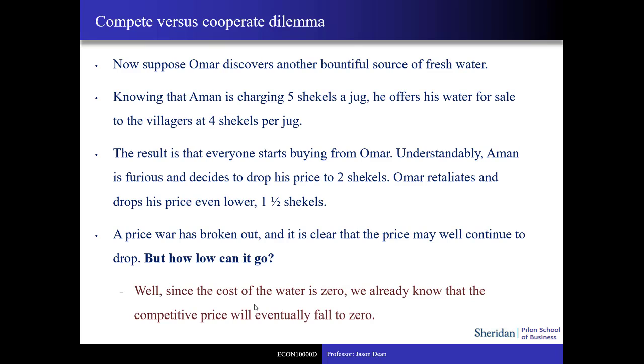And he knows that Aman's charging 5, so he's going to come in and charge 4 shekels for a unit of water. Now, what will the result be? Well, the result would be that everyone starts buying from Omar. And that's understandable, water's water, and he's selling it cheaper. So Aman would not be too happy about this, and let's suppose he drops his price to 2 shekels. And then Omar retaliates and drops his price even lower to 1.5 shekels.